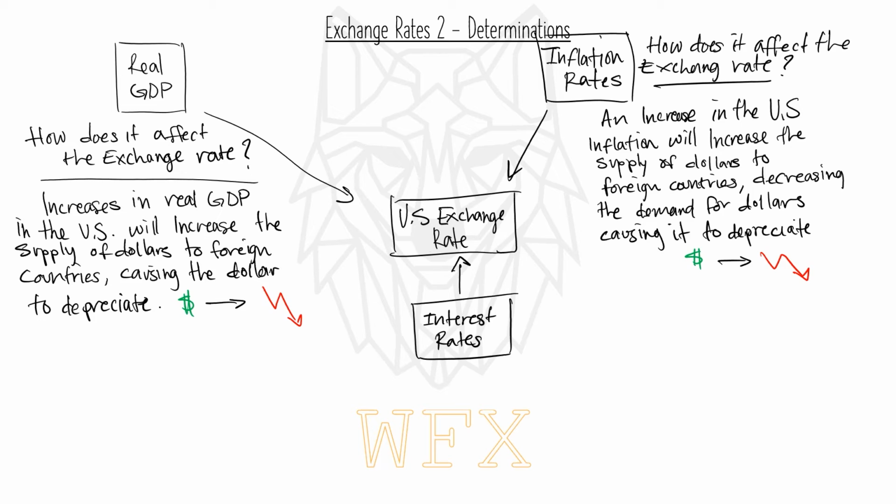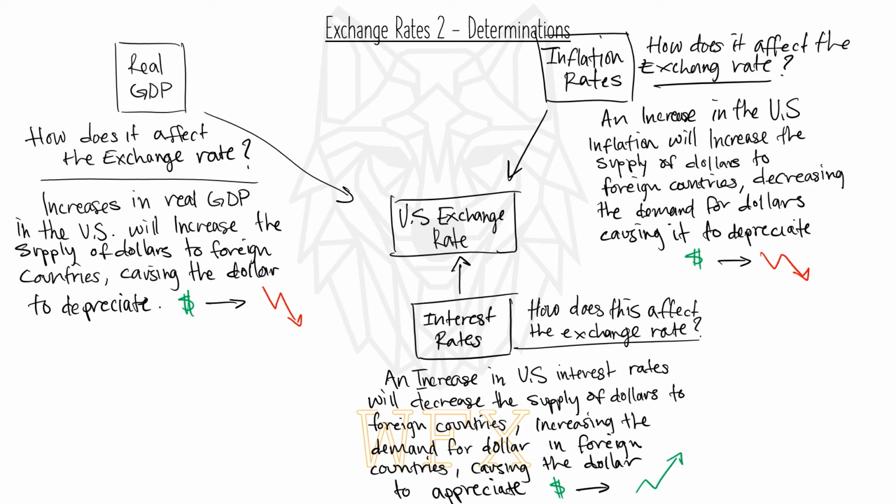A third factor affecting exchange rates is interest rates. An interest rate is a proportion of a loan that is charged as interest to the borrower, typically expressed as an annual percentage of a loan outstanding. An increase in the US interest rates will decrease the supply of dollars to foreign countries while increasing the demand for dollars from foreign countries, causing the dollar to appreciate.